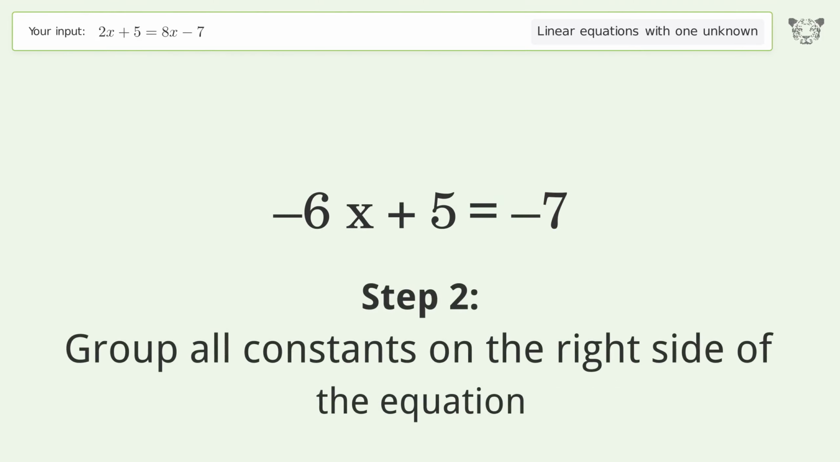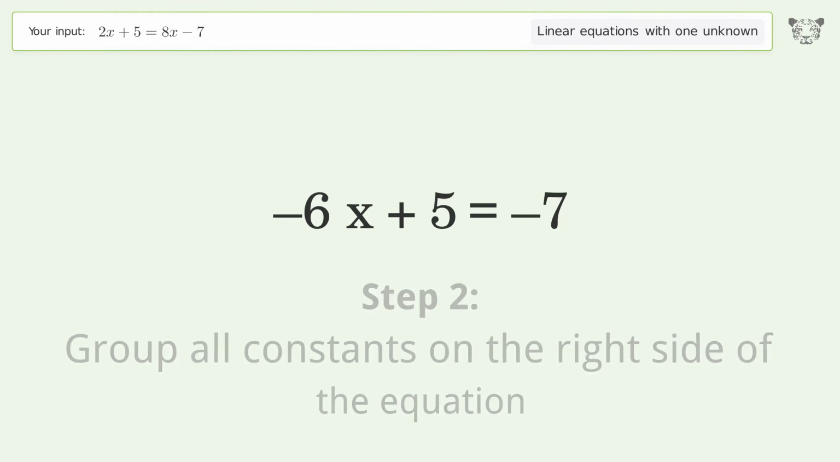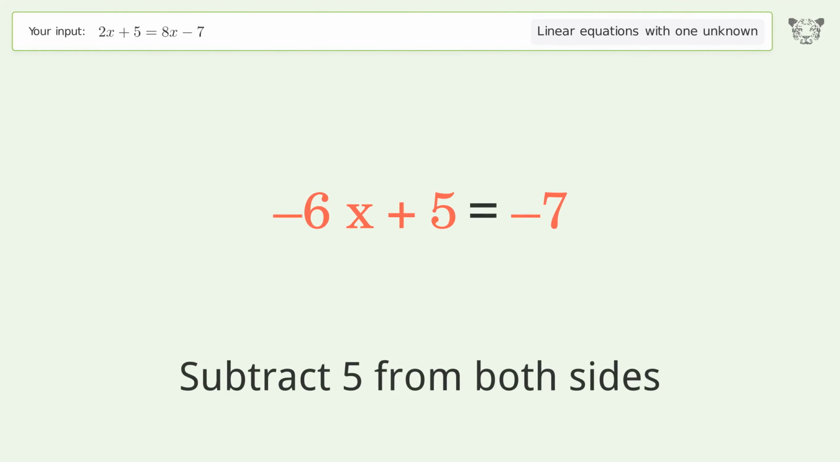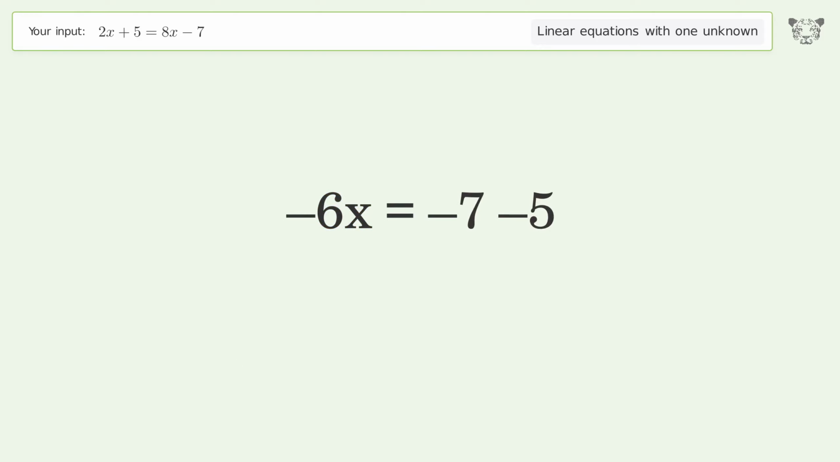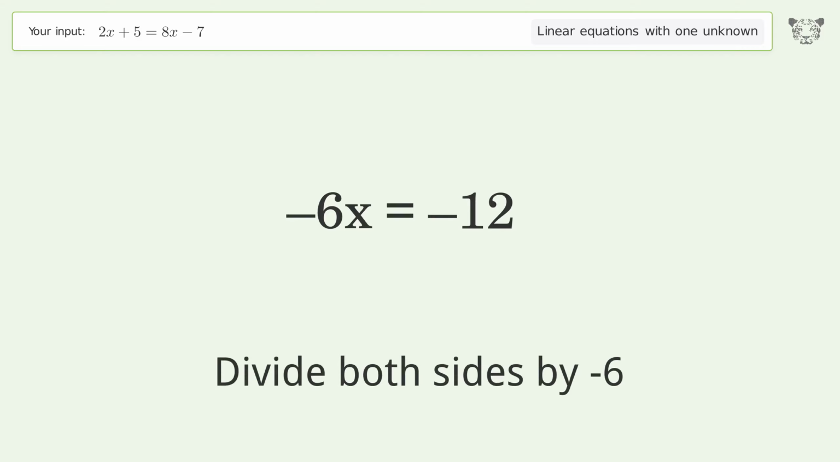Group all constants on the right side of the equation. Subtract 5 from both sides. Simplify the arithmetic. Isolate the x. Divide both sides by -6.